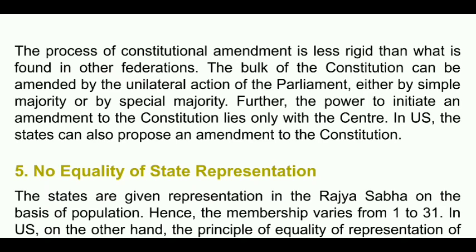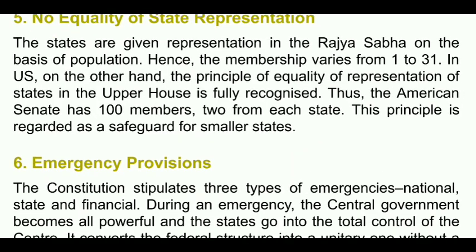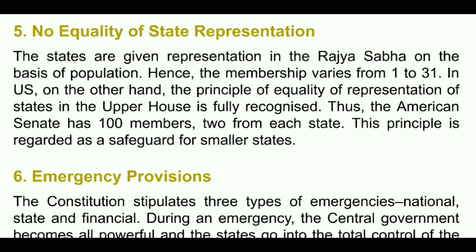Number 5. No equality of state representation. The states are given representation in the Rajya Sabha on the basis of population. Hence, the membership varies from 1 to 31. In US, on the other hand, the principle of equality of representation of states in the upper house is fully recognized. Thus, the American Senate has 100 members, 2 from each state. This principle is regarded as a safeguard for smaller states.